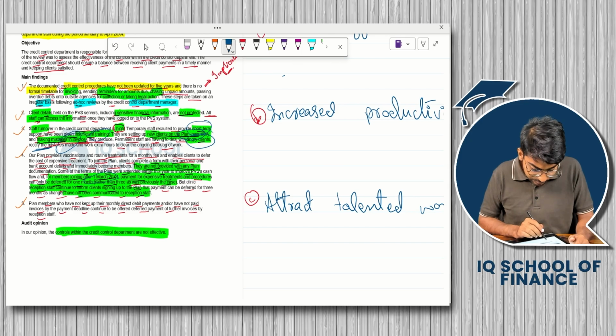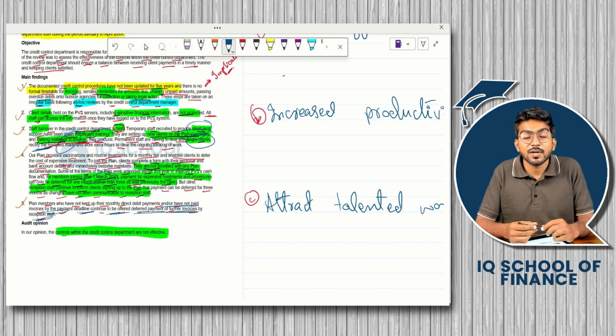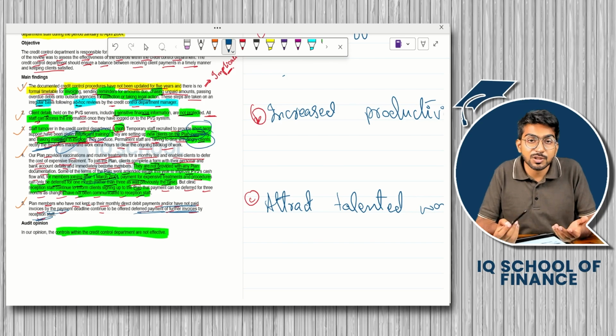And for the last point, that we have plan members who have not kept up their monthly direct debit payment or have not paid invoices by the payment deadline, and continue to be offered deferred payment for further invoices of the reception staff. So those clients or customers who have not cleared their invoices up till now are still offered the deferred payment plan for the next or subsequent services. This should not happen, as we discussed earlier.